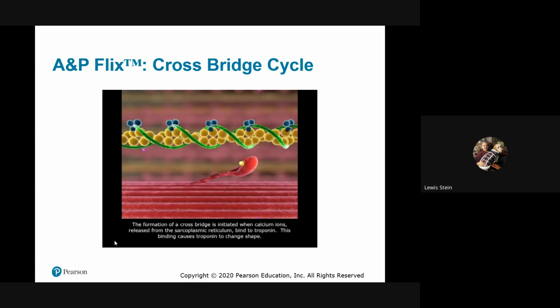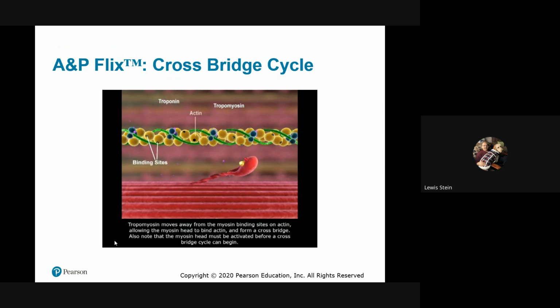The formation of a cross bridge is initiated when calcium ions, released from the sarcoplasmic reticulum, bind to troponin. This binding causes troponin to change shape. Tropomyosin moves away from the myosin binding sites on actin, allowing the myosin head to bind actin and form a cross bridge.